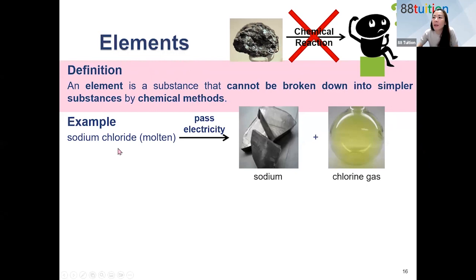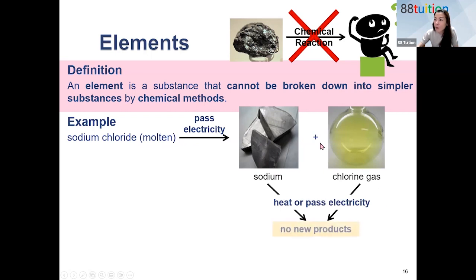Let's say sodium chloride, this is a compound, right? There is sodium and chlorine in it. So if you pass electricity to break it down, you can get back sodium metal and chlorine gas.